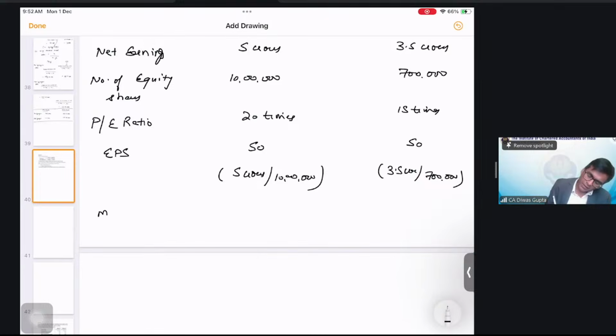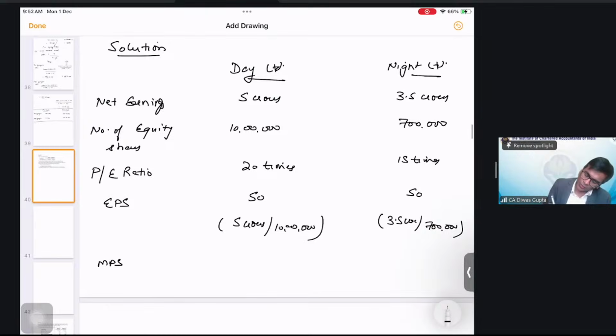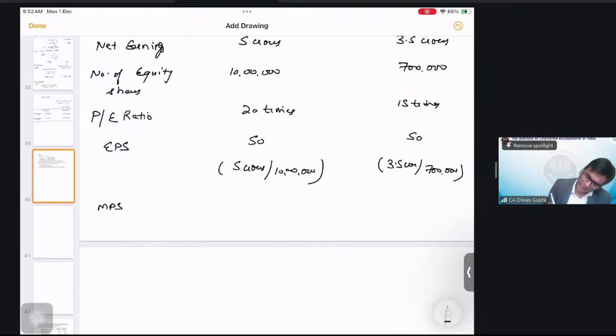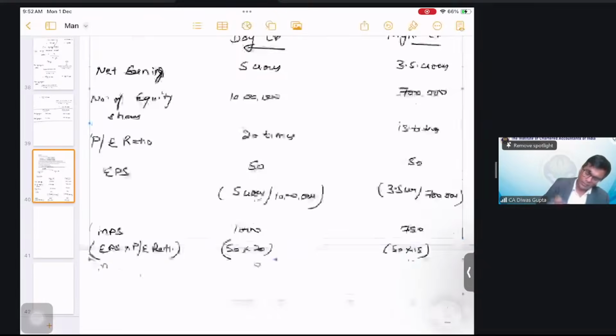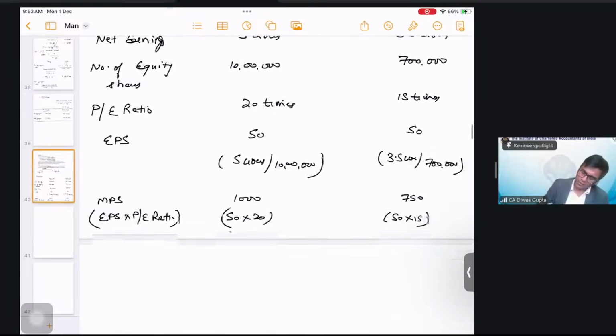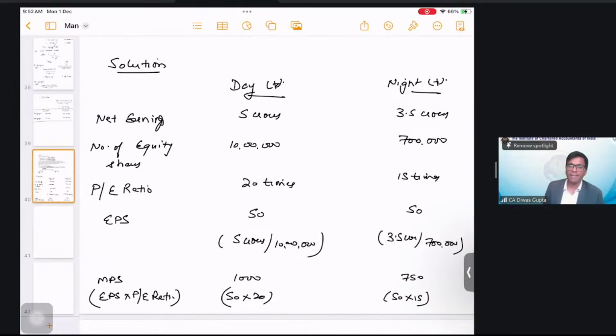Market price per share. Through EPS and PE ratio can we calculate? Yes. So EPS into PE ratio, students. Right? So this is 50 into 20, so this is 1000. This will be 50 into 15, which is 750. So the market price per share is calculated. Clear, students, till now? I hope all of you are with me.